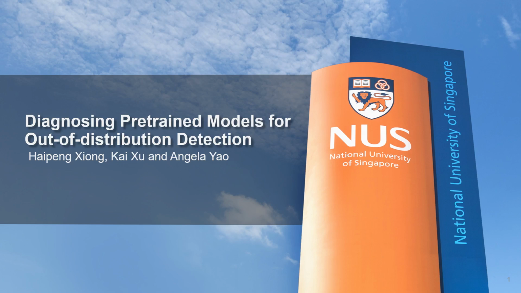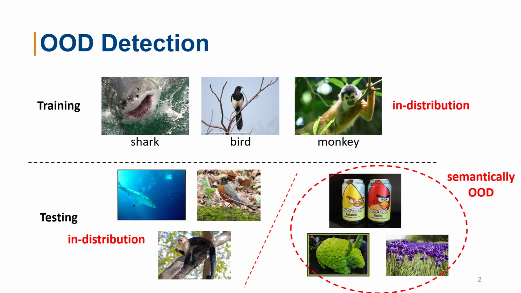Hello everyone. In this video, I will introduce our paper entitled Diagnosing Pretrained Models for Out-of-Distribution Detection. We studied the problem of OOD detection, and the typical case is in image classification.